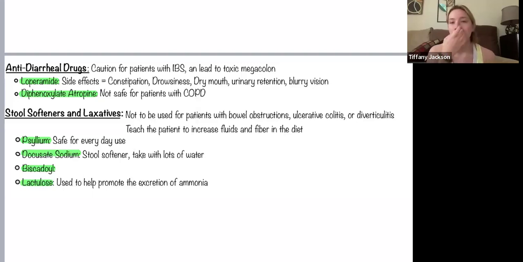Up next, we have docusate sodium. It's very important that we take it with lots and lots of water. Our bisacodyl is our Dulcolax. This works a little bit more quickly than the stool softeners. And lactulose will help the patient have bowel movements. But specifically, we give lactulose because it helps promote the excretion of ammonia, okay?